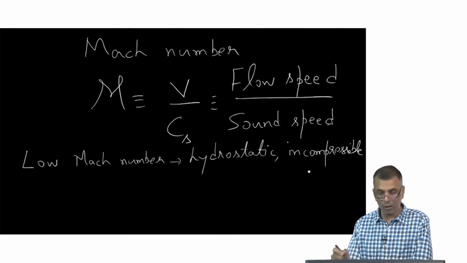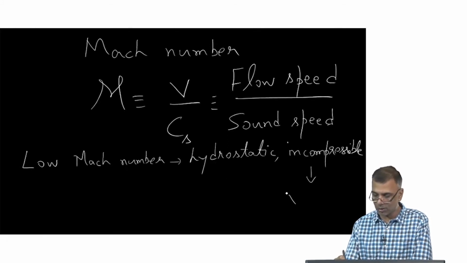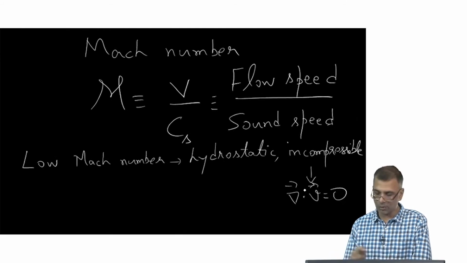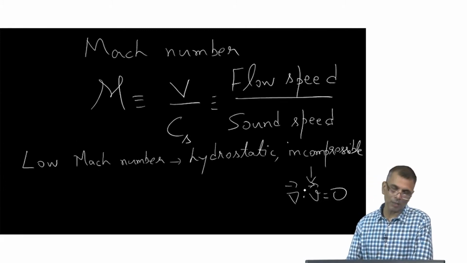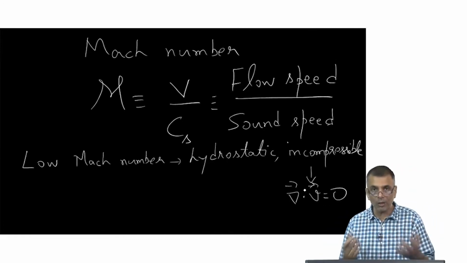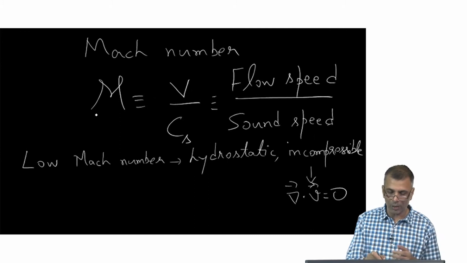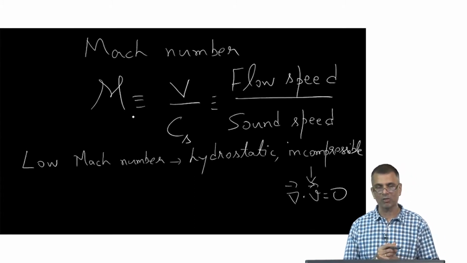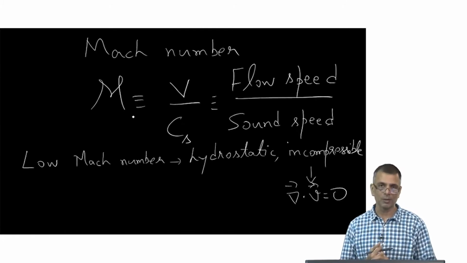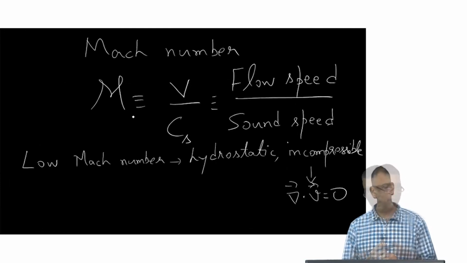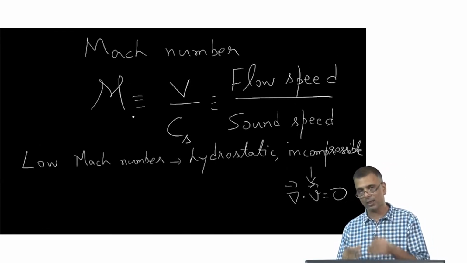Okay, and if you recall, incompressibility essentially means the divergence of V is equal to 0. Technically, this is the definition of incompressible flow: perfectly incompressible flow. But the flow does not have to be perfectly incompressible. It can be incompressible to a good approximation. How good the approximation is depends on the magnitude of the Mach number. If the Mach number is, say, 0.1 or 0.05, then incompressibility is a very good approximation. So this is the practical utility: low Mach number flows can be considered hydrostatic and incompressible.